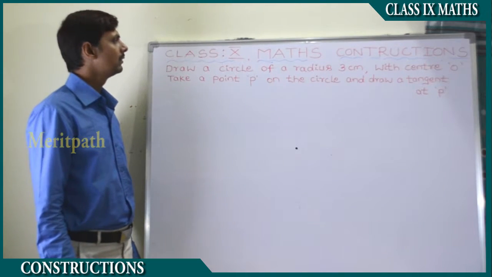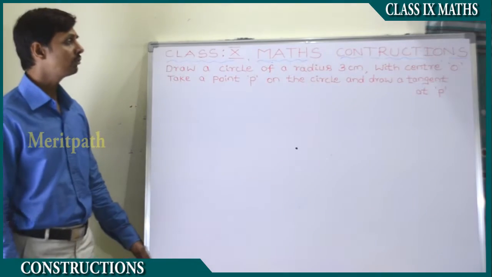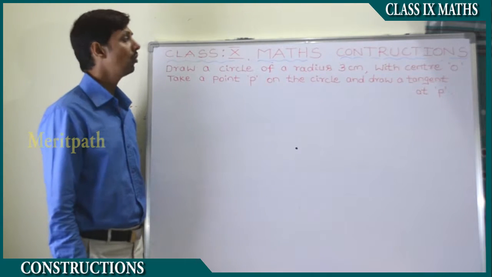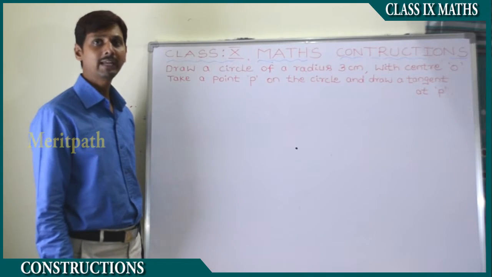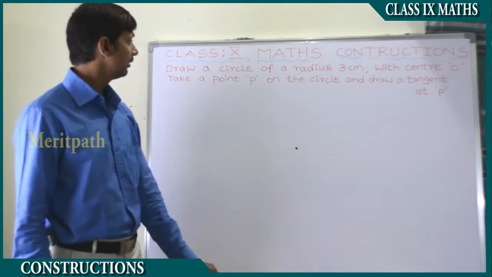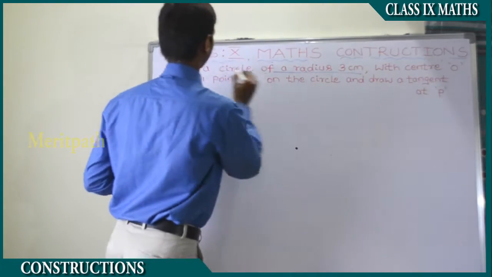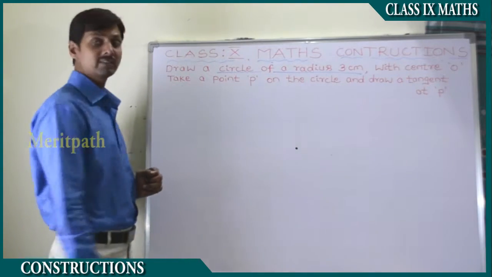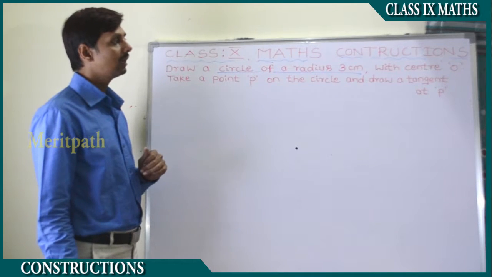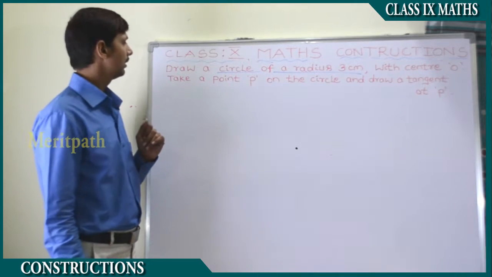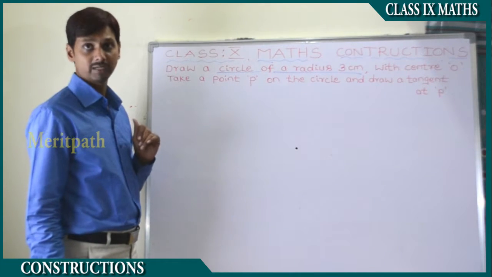Draw a circle of radius 3 centimeters with center O and take a point P on the circle and draw a tangent at P. Let's recall again. You need to draw a circle of radius 3 centimeters, take O as the center, take a point on the circle and draw a tangent to it.